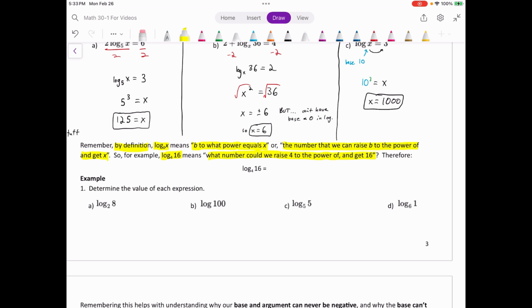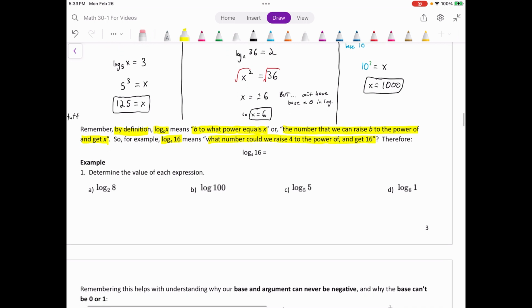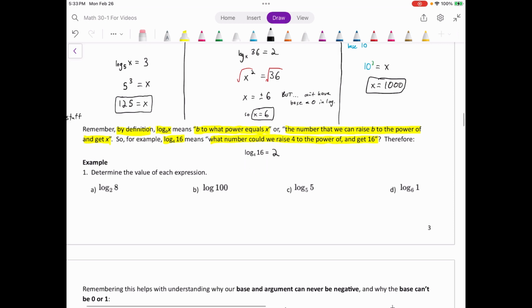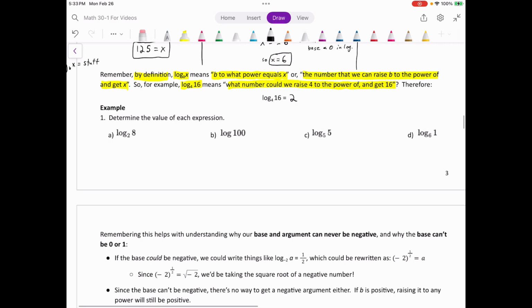So therefore, log base 4 of 16, what we're saying is 4 to what power equals 16? And whatever that power is, that is what log base 4 of 16 is equal to. So the answer is 2, right? 4 squared would equal 16. And so log base 4 of 16 and 2 are the same thing. They're the same number. They're equivalent, right?